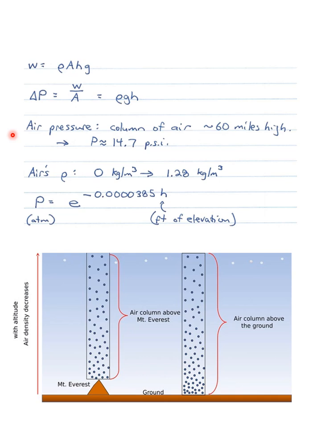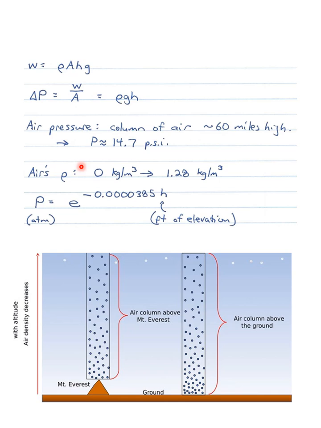Now the thing is, we can't use this equation up top because the density changes. The air, the atmosphere is a gas, so the deeper you go, the denser it gets. Air's density at sea level is 1.28 kilograms per meter cubed. But you go to the top of the atmosphere, in reaching out into outer space, and it's 0. And so the calculation gets a bit trickier.